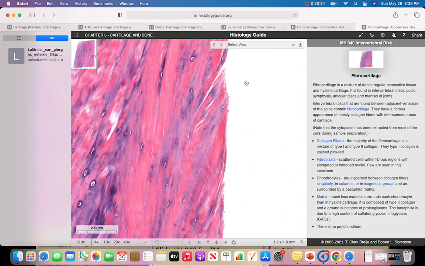And as you see it here, it's not covered with perichondrium. It lacks perichondria. So fibrocartilage lacks perichondria.